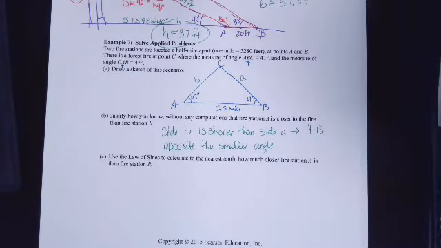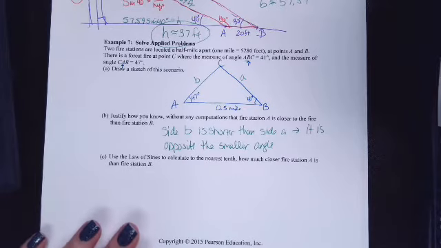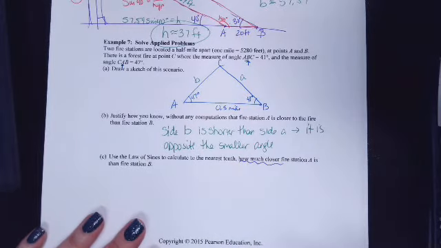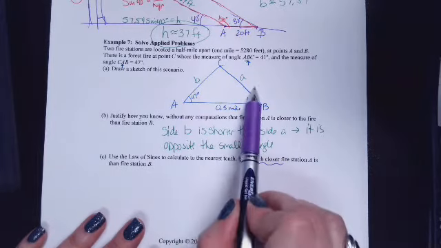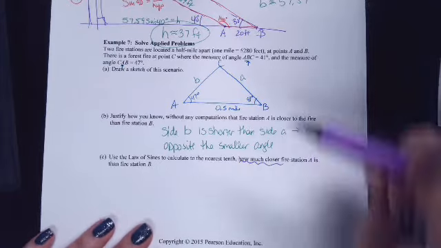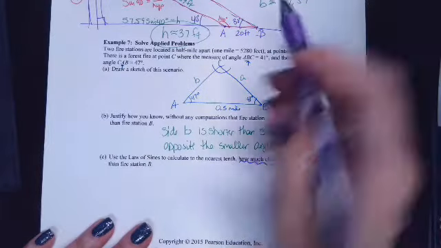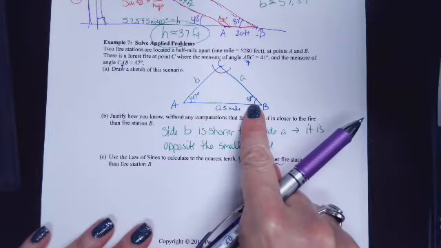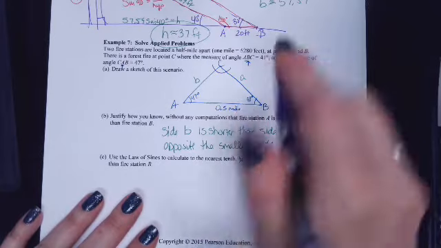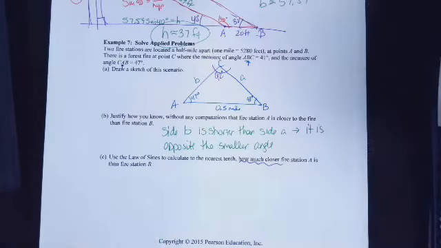Use law of sines to calculate to the nearest tenth how much closer station A is to the fire than station B. Now notice how much closer. So I need to know the lengths of both of these sides. And then I need to compare them. Well, to figure this out, I need to know angle C. So 47 plus 41 out of 180, not minus 180. 180 minus that sum gives me a 92 degree angle here for angle C.